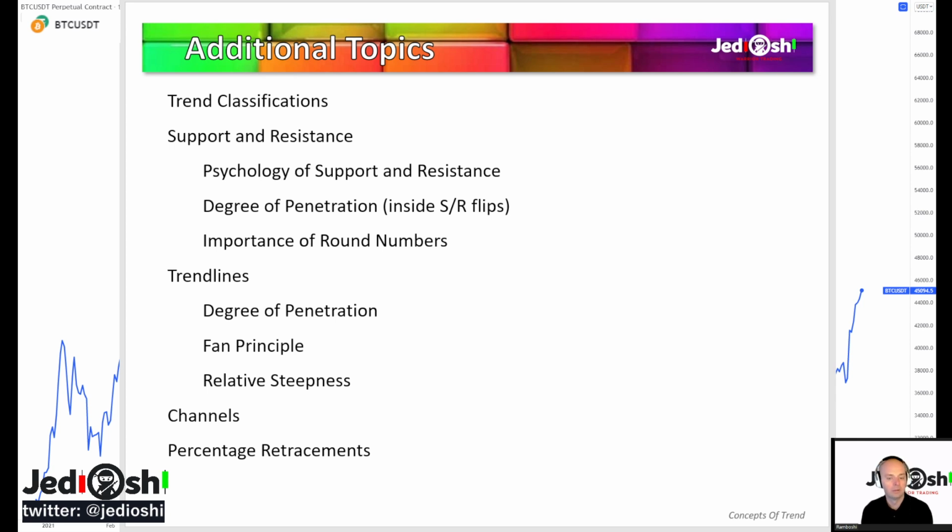Relative steepness. The steepness of trend lines does matter and gives you tells and indications on certain things, whether it's momentum, strength, whatever. Steepness is a different topic. There are also channels. A channel would be a support and a resistance line together in a trend. We can take a look at that later. And then percentage retracements, which is when you get into retracements off levels, etc.